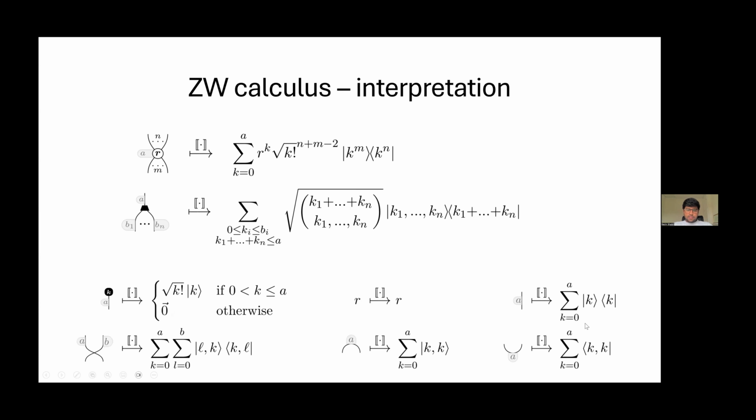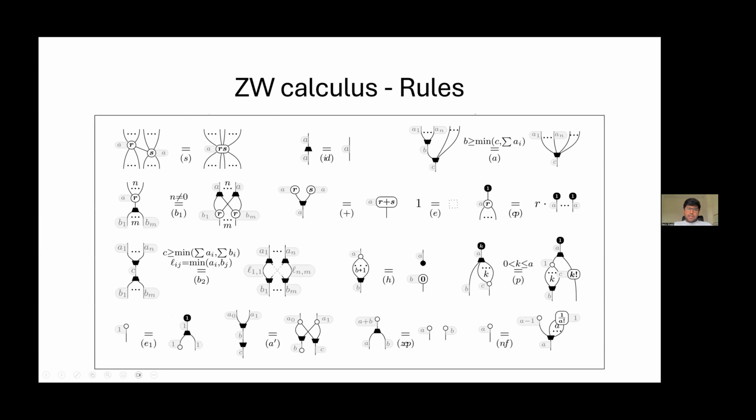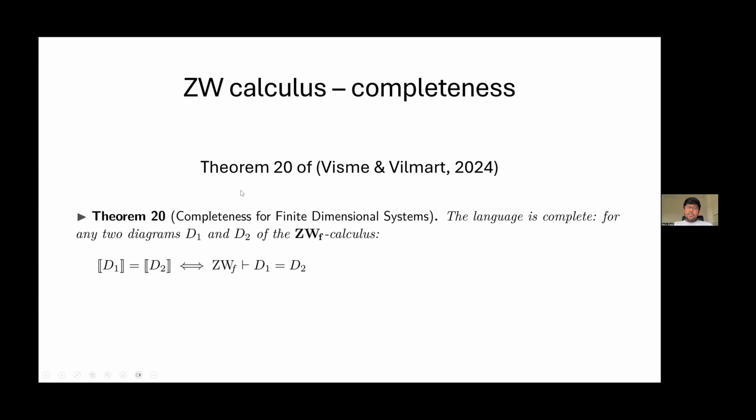And here's the interpretation of the rest. It's all pretty straightforward. And these are the rules of the ZW calculus. And I think there are several. So this is the rule set from the first version of their paper, which we used to translate in our paper. But in the second version that they updated on arXiv, there are only 12 rules, so it's simpler. But since we translated from the original version, we are going to use this set of rules. And they proved that these generators and rules are complete for finite dimensional Hilbert spaces.